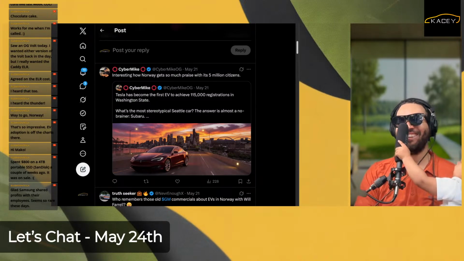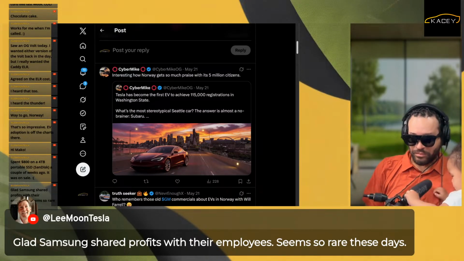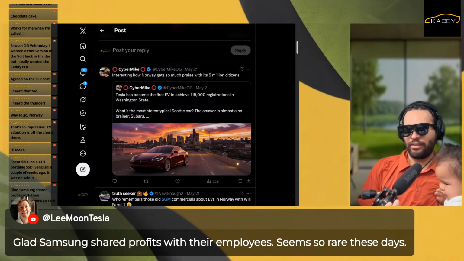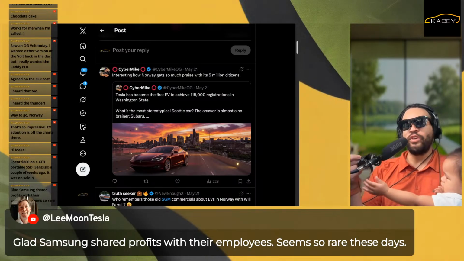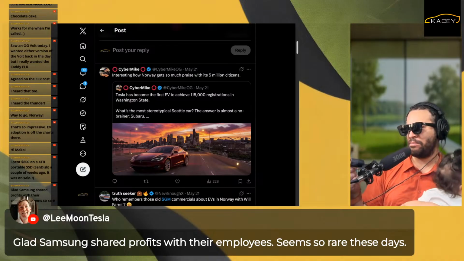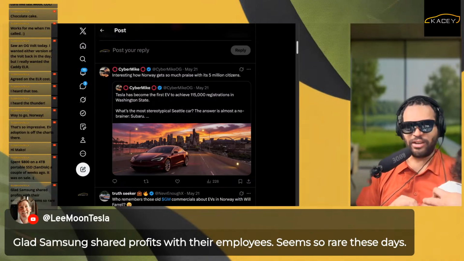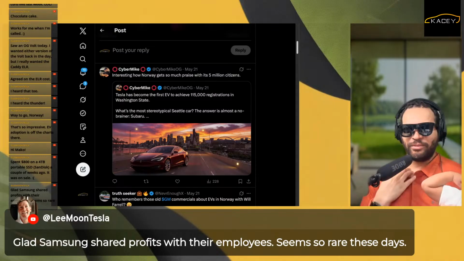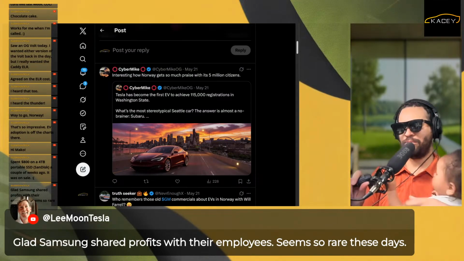Lee says, glad Samsung shared the profit with their employees. Seems so rare these days. Yeah, but if they didn't, they were in a really bad spot because they had trillions in profit, and SK had shared billions with their employees, and they do the same job. So it'd be very hard to justify not taking care of their people.